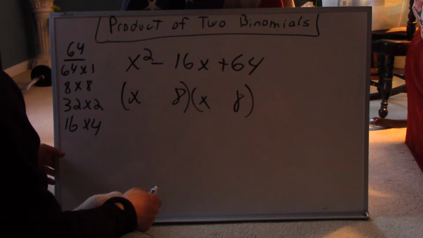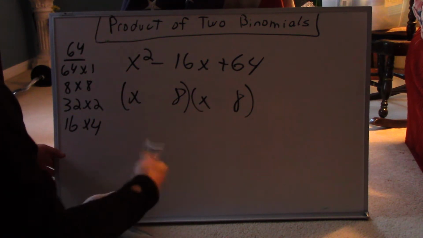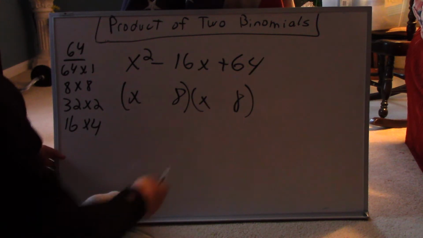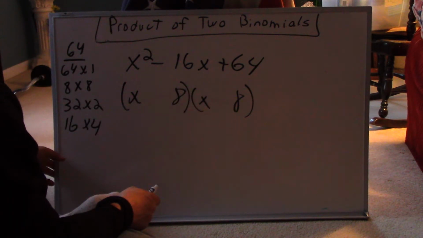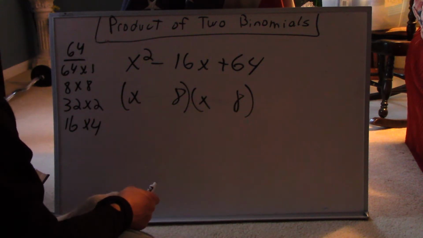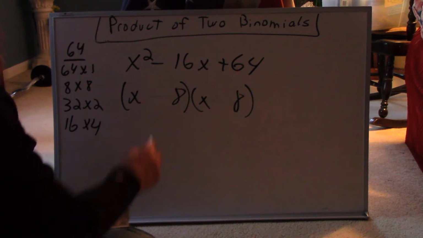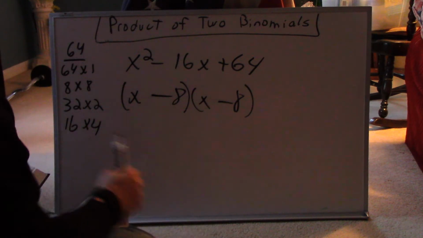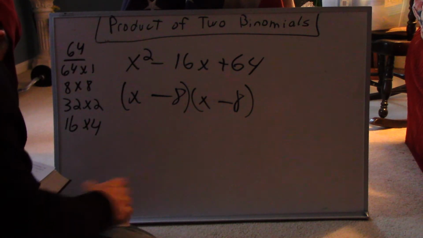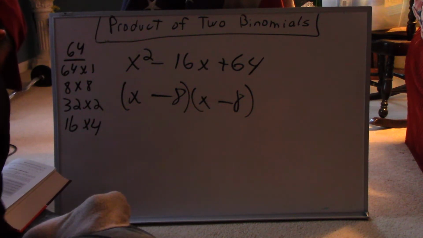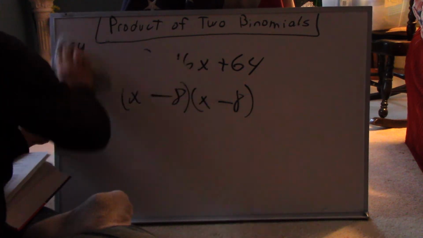Now, when I multiply them, they both had to be the same sign. How do I know? Because I had a positive 64. And when I added them, I got a negative 16, which means they both had to be negative if I added them. So that's the answer. Negative 8, negative 8. Let's do another one here.